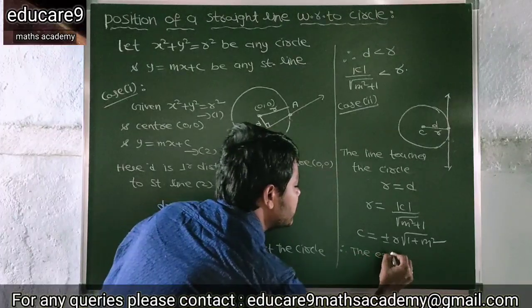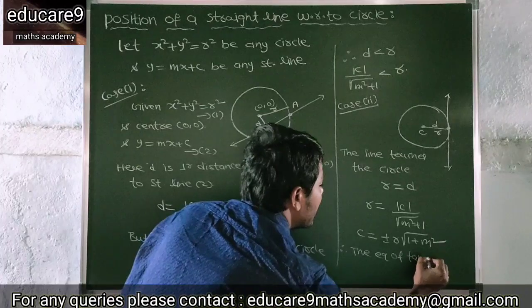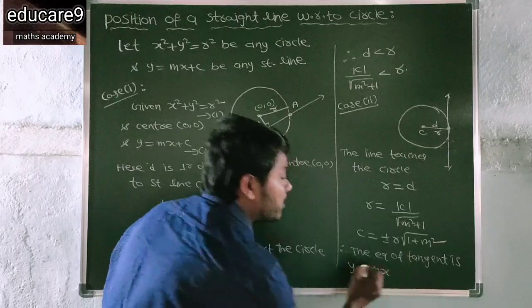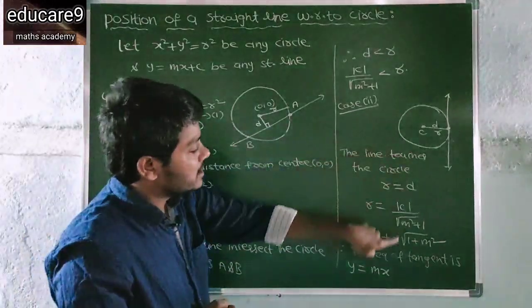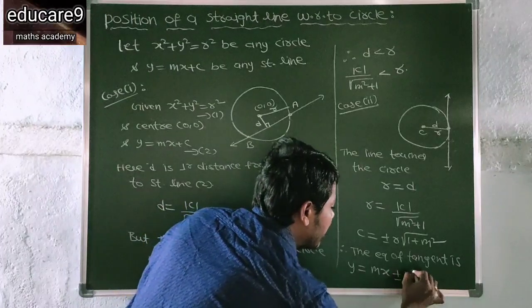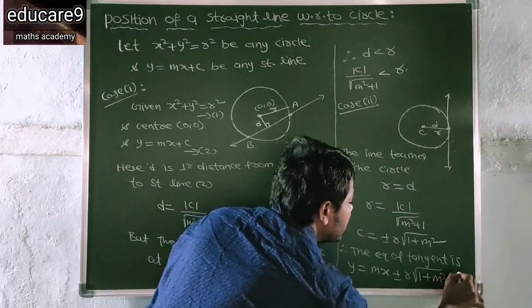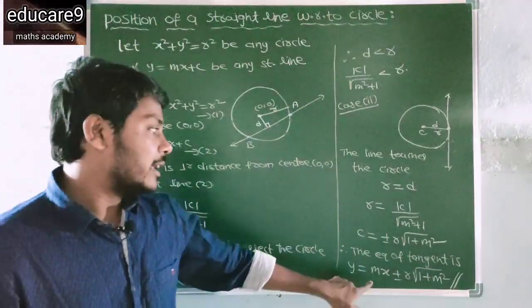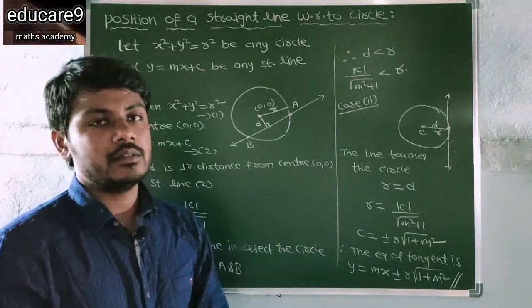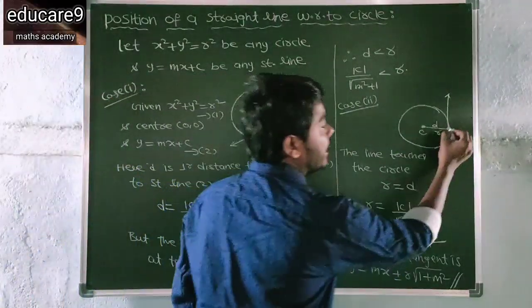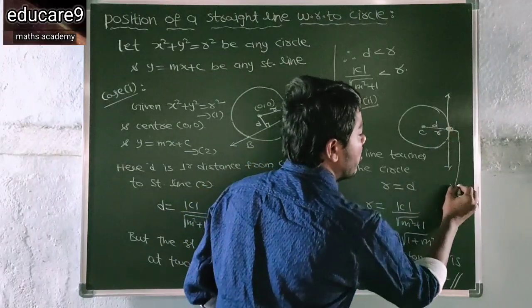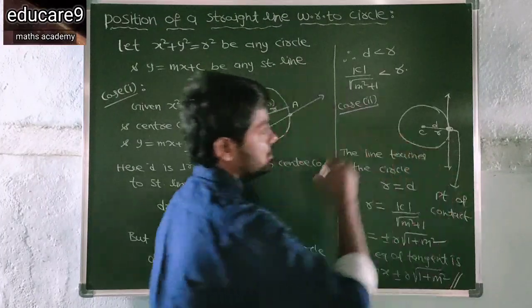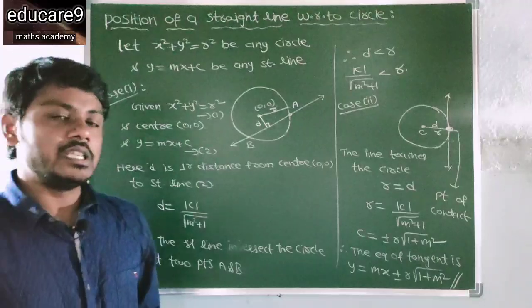Therefore the equation of tangent is y is equal to mx plus c. But what is c? c is plus or minus r into square root of 1 plus m square. So this equation represents the equation of the tangent, and here m is the slope of the line. And this point is called the point of contact. So this is the second case.